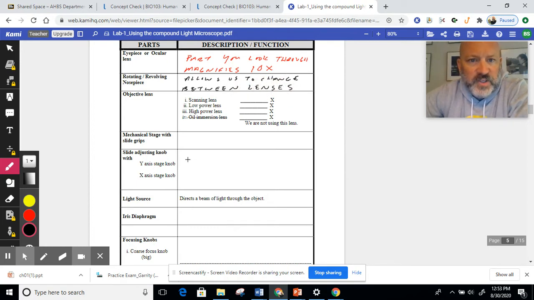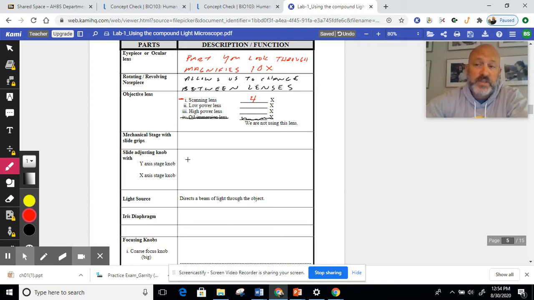Now, the objective lenses that we use, I don't know if you could tell, but this one has a line going through it because we don't really use this lens at all. But we do use the scanning lens. The scanning lens is red, and it has a magnifying power of 4x. It makes images appear 4 times larger than they really are. The low power lens is the yellow lens, and it has a magnifying power of 10x. So just like the eyepiece magnifies the image 10x, so does the low power lens.